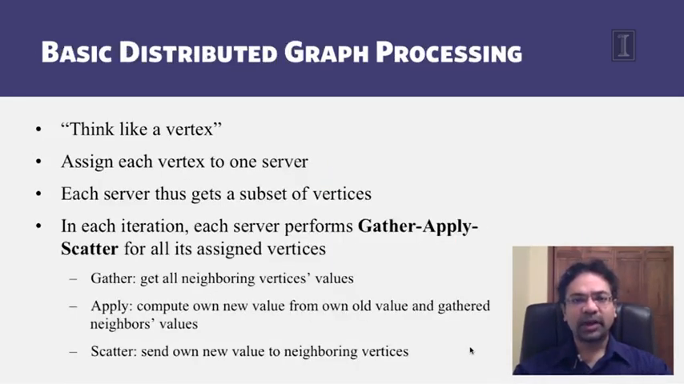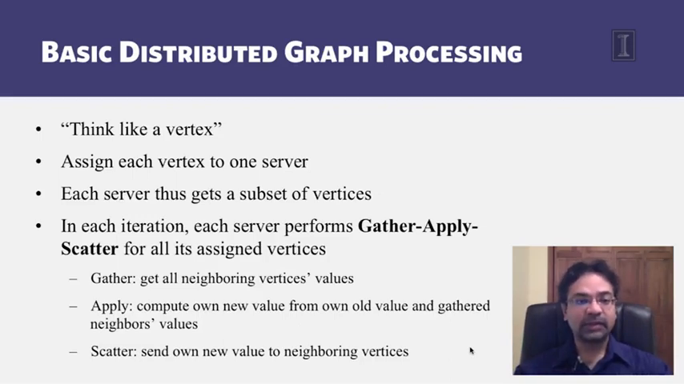So in the basic distributed graph processing engines today, you think like a vertex. You assign each vertex to one server, so each server gets a subset of the vertices in the graph. Thereafter, in each iteration, each server performs the gather, apply, and scatter for each of its assigned vertices. For each of its vertices, it gathers all its neighboring vertices' values. So for a given vertex that a server is assigned, it gets the values from the vertices that are immediately joined to that vertex by an edge.